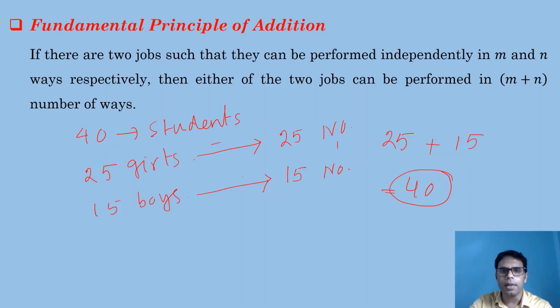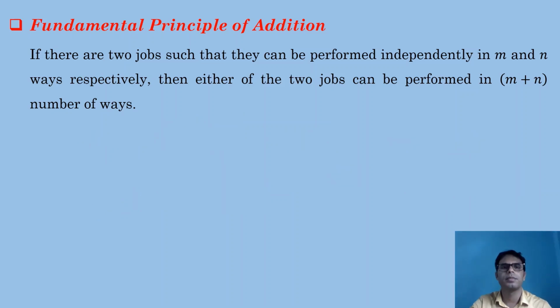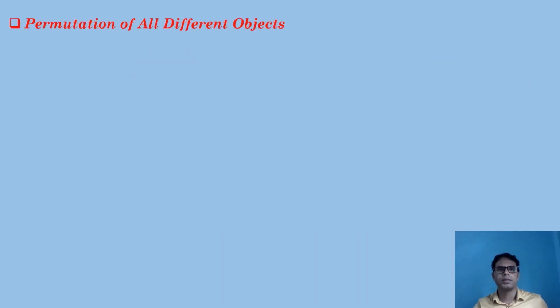Okay, so let me go to the next topic. This is your main topic, permutation of all different objects. So what is permutation? Permutation means the arrangements of some objects. Here you should note that the objects given or provided to you are different objects. All of the objects are different.